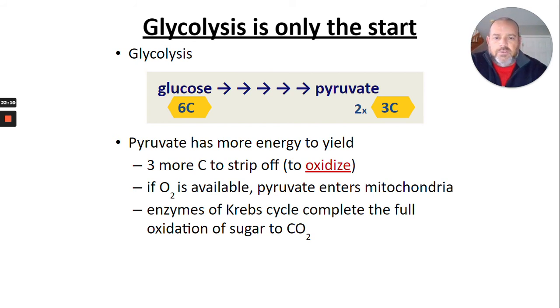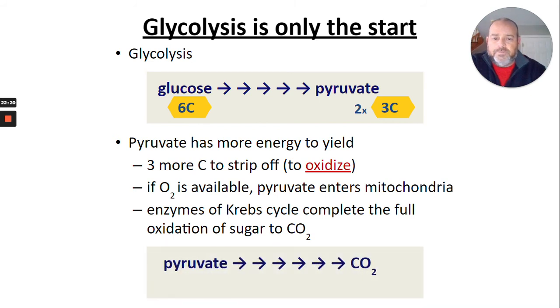So if O2 is available, pyruvate is going to enter the mitochondria, and then the enzymes of the Krebs cycle will take over, and they will keep oxidizing the rest of that sugar. Okay?